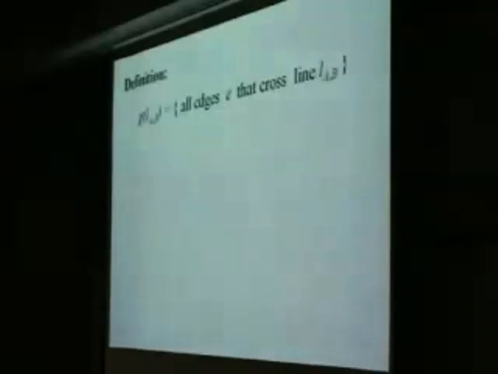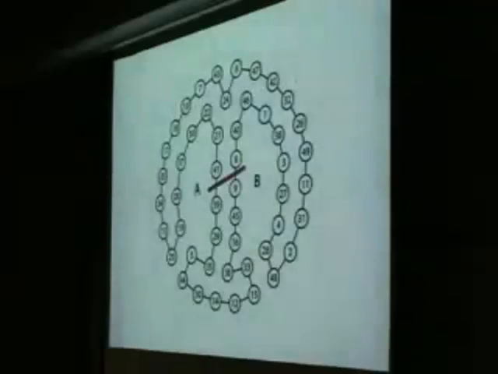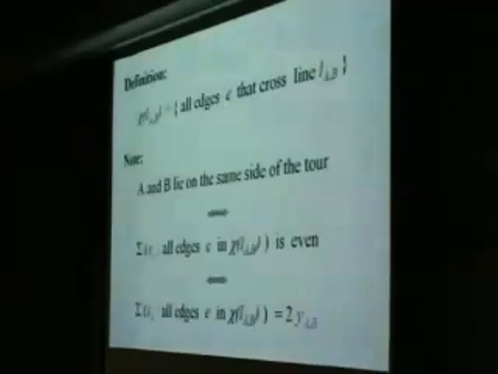Basic idea is this. I define a set chi of L comma L sub A comma B. L sub A comma B is some straight line that connects city-free region A to city-free region B, and chi is the set of all edges that cross that line. So you figure I would look at all the different edges that cross that line. Okay, and the observation is a simple one. It's what I just mentioned, that A and B lie on the same side of the tour if the sum of all those edges ends up being even.